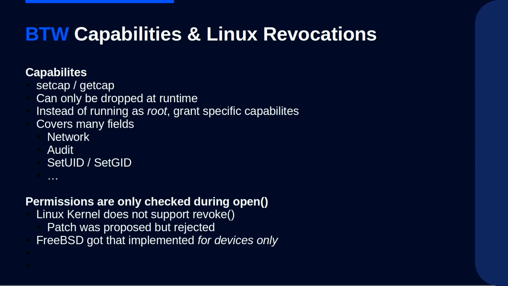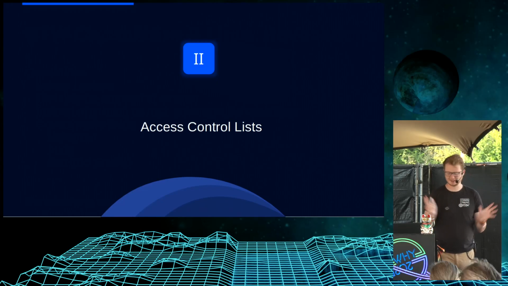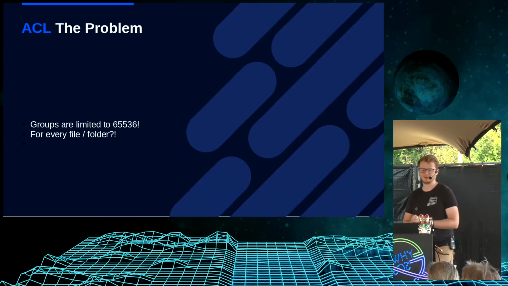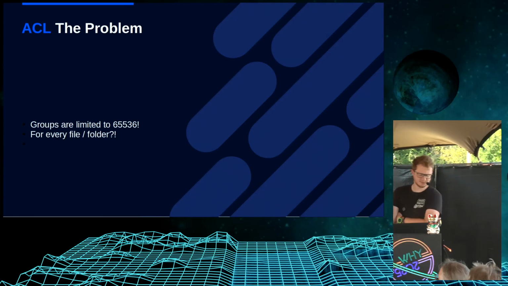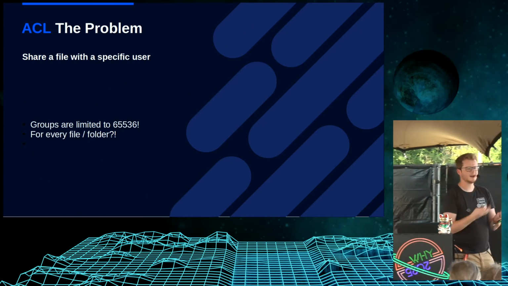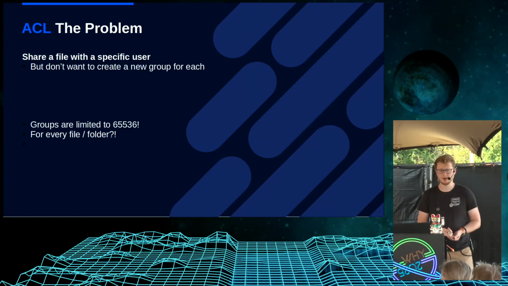Yeah, messy. Okay, so access control lists. Now we're getting a little bit more into the complicated side of these things. Let's talk a little bit about this. So, oh, nice. The animation got stuck. We want to share a file with a specific user. We don't want to create a group every time we want to do this.